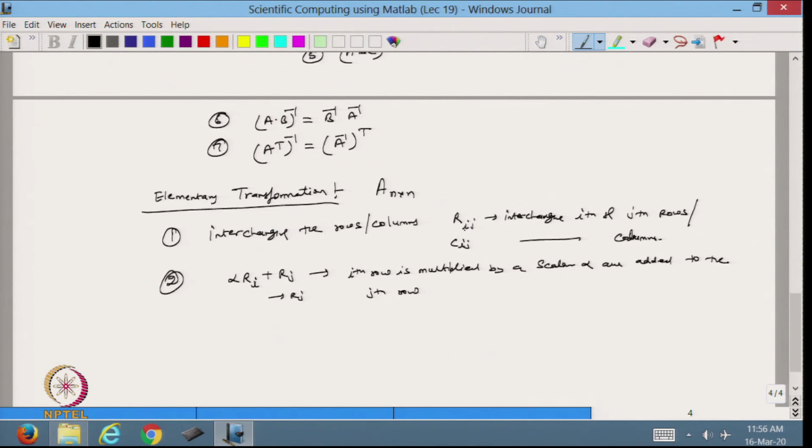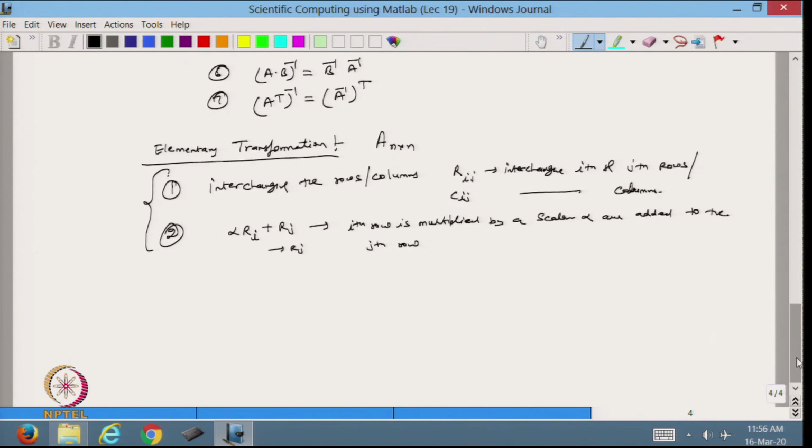So, in this case it is interchanging the rows, and this is multiplying some row and adding or subtracting it to another row. These two operations are called the elementary operations, or the elementary transformation. Let us do it like this. Suppose I have a matrix A, and let us take this matrix: 1, 2, minus 1; 2, 3, 1; 0, 1, minus 1.